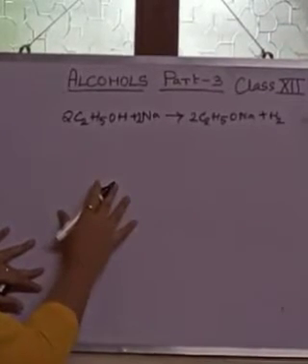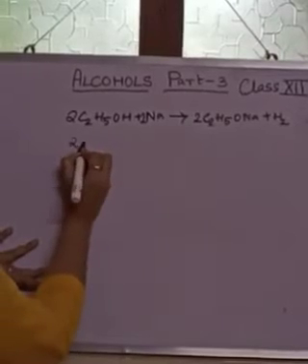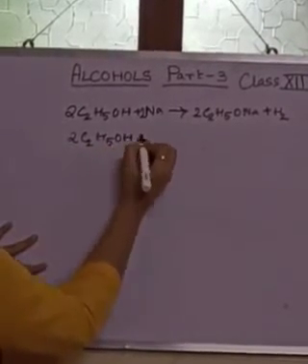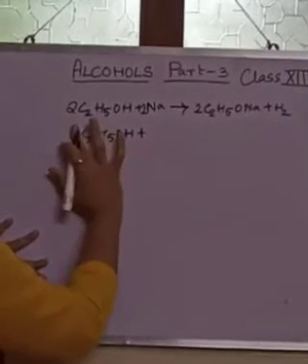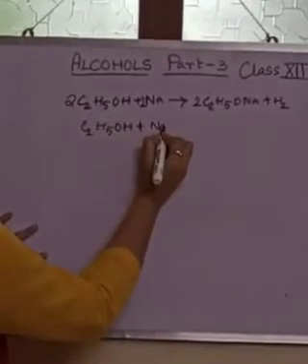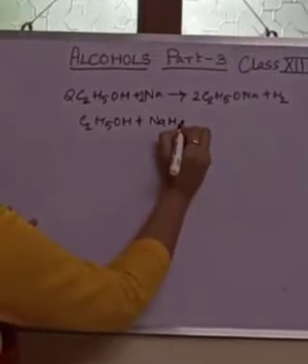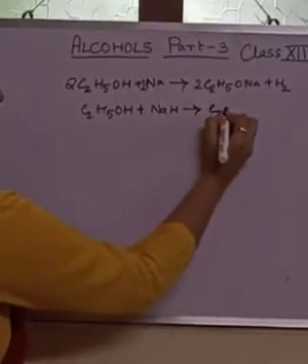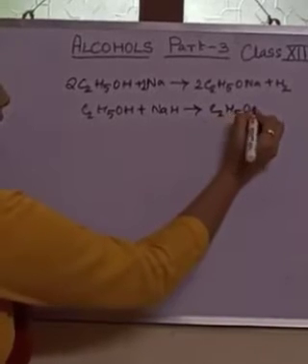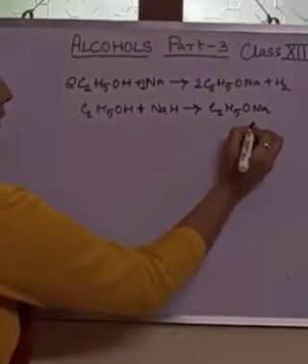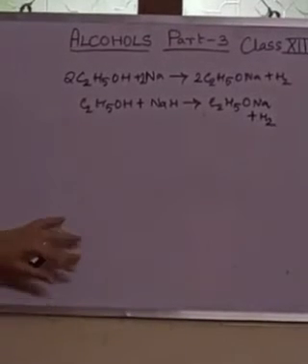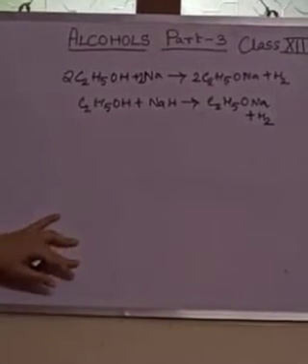Now I will come to the reaction of metal hydrides with alcohol. Metal hydrides like sodium hydride react with alcohol to give metal alkoxides plus hydrogen. Next is the reaction with Grignard reagents.